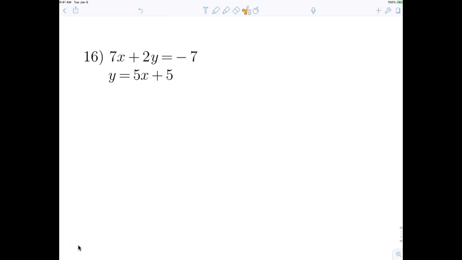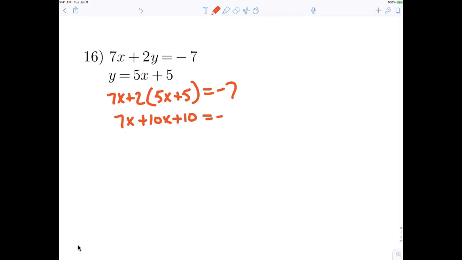Yes, easy. Here we go. So 7x plus 2 times (5x plus 5) equals negative 7. All right, so here we go. 7x plus 10x plus 10 equals negative 7. 17x plus 10 equals negative 7. 17x equals negative 17. So did anybody get x equals negative 1?